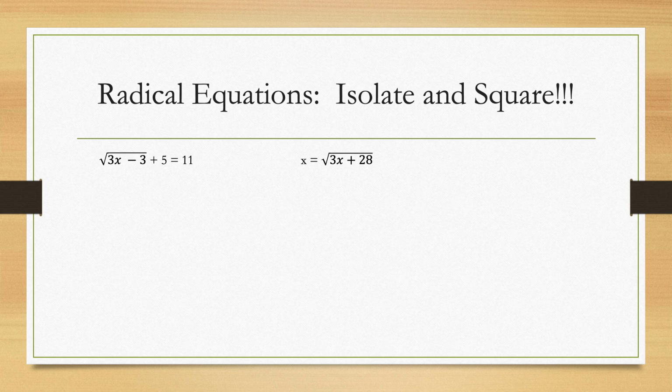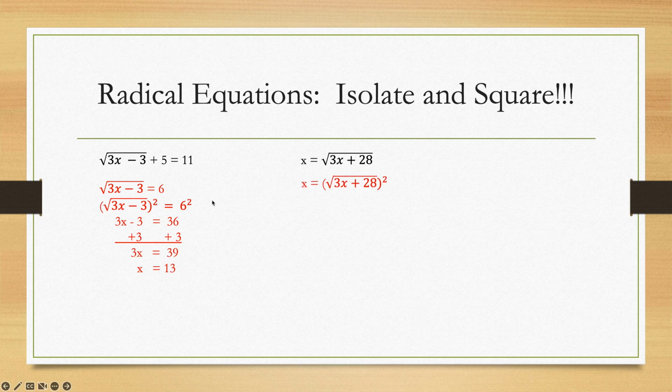Okay, so first case, isolate the radicals, subtract 5 from both sides. So that gives me the square root of 3x minus 3 is 6. Square both sides. That would give me 3x minus 3 is 36. And then add 3, divide by 3, and I get 13.